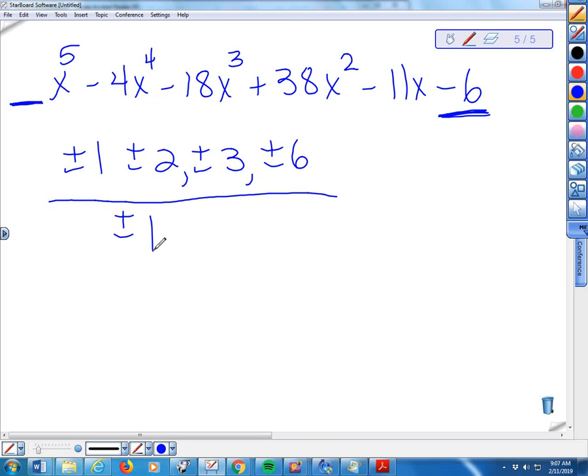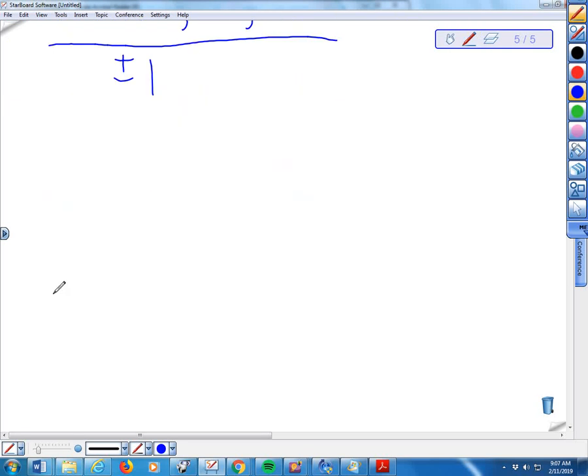Okay, so now I've figured out my possible rational zeros are going to be plus or minus 1, plus or minus 2, plus or minus 3, and plus or minus 6. I've just narrowed the universe of numbers from infinity down to 8.